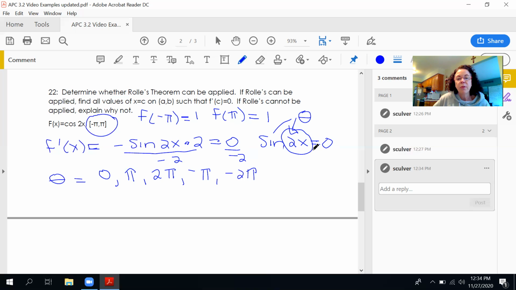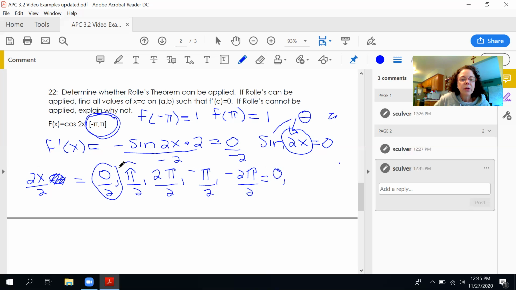But here's what I know. My theta is actually 2x. So let's get rid of my theta. It's actually a 2x, and to solve for x, I'll divide everything by 2. And I just have to be sure to pick values that are in my interval of negative pi to pi. So 0 would be my first. Pi over 2 does fall in between. There we go. This is pi.